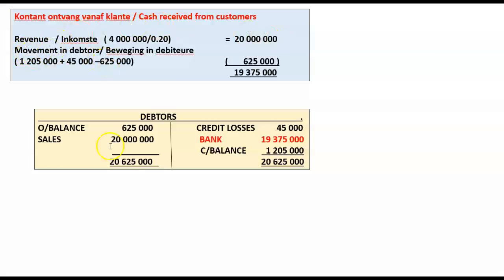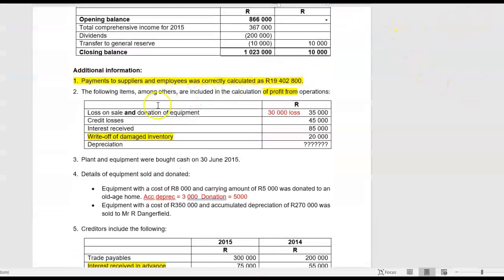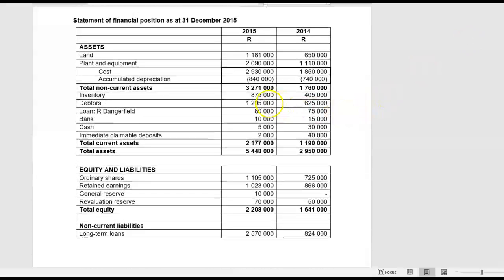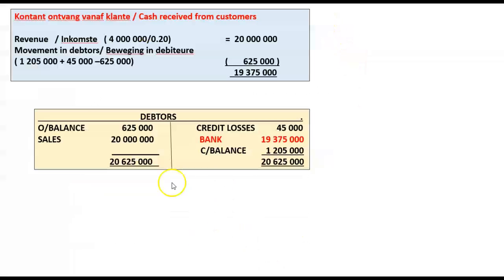And then we have to adjust it for the movement in debtors. But here you had to watch out because there were credit losses which were written off. There's your credit losses for the year which were written off, and the amount of credit losses was 45,000 Rand. So when we go back and work out the movement in our debtors balances, it is not only the 1,205 less the 625. You have to adjust that for the fact that we haven't received credit losses, the credit losses written off of 45,000.